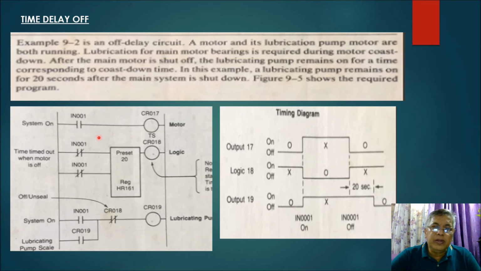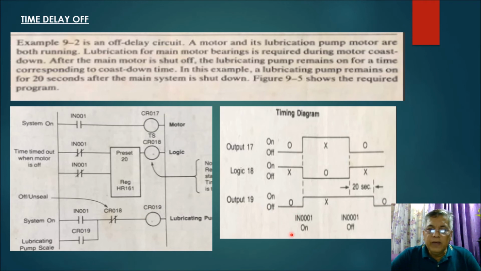Okay, so how do we interpret the operation of this circuit in our timing diagram? Again, initially, your motor is off. The lubricating pump, output 19, is also off. While logic 18, CR018, is initially turned on because input 001 here is closed. That is why CR018, logic 18, is turned on initially, whereas output 17 and output 19 are off.